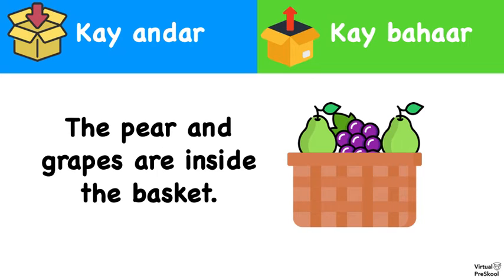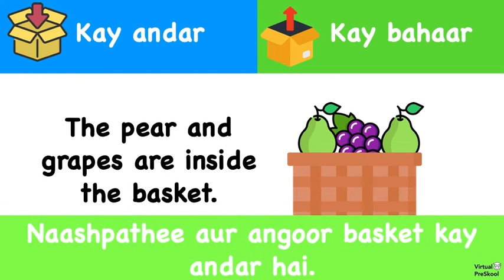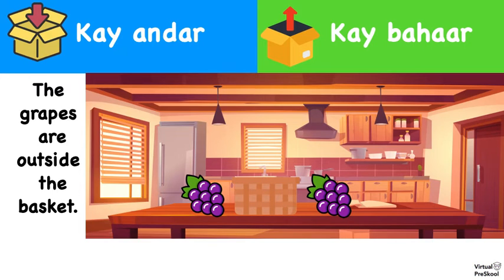How would we say the pear and grapes are inside the basket? So first, do we need a ke andar or ke bahar? We need a ke andar, right? So we know that much. You also know how to say pear and grapes in Hindi, and basket is just basket. So put it all together now. नाशपाती और अंगूर बास्केट के अंदर हैं.